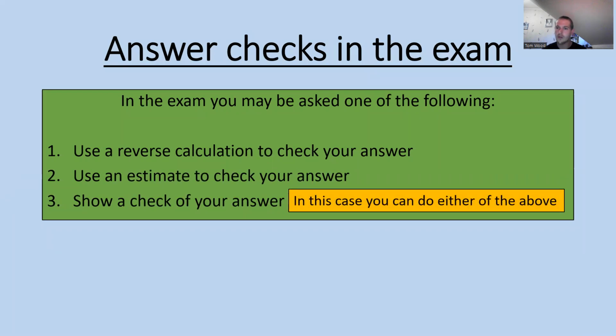So if it says use a reverse calculation, then we need to do the sums backwards. And although most of the time, if you do one sum backwards, you will get a mark, I'd recommend doing all of the sums backwards to just guarantee that mark there and to check your own working. If you have to use an estimate, or if at any point you see the word estimate in the exam, all you have to do is change one number and there will be various different answers on the mark scheme.